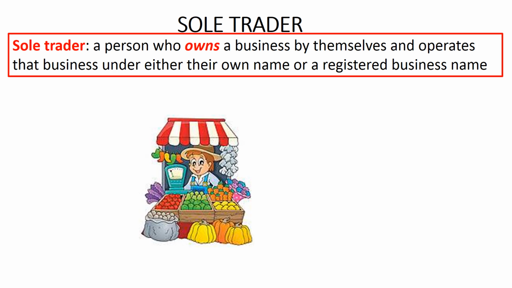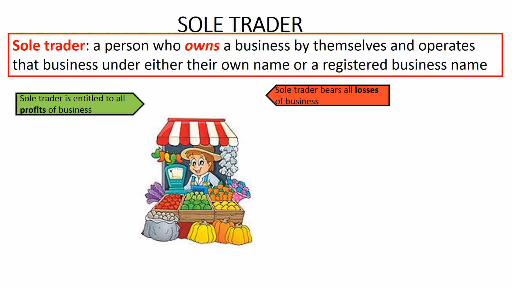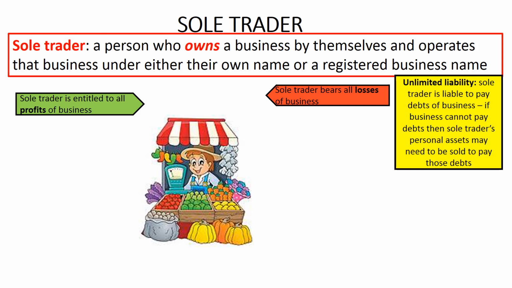Let's now look at the features of a sole trader. Because the sole trader is the only owner of the business, they are entitled to all of the profits of the business. However, just as a sole trader is entitled to all of the profits of their business, the sole trader also bears all of the losses of the business. Another way of putting that is to say that a sole trader has unlimited liability. This means that the sole trader is liable to pay all of the debts of their business. If the business can't pay its debts, then the sole trader's personal assets, such as their car, their house, may need to be sold to pay those debts.